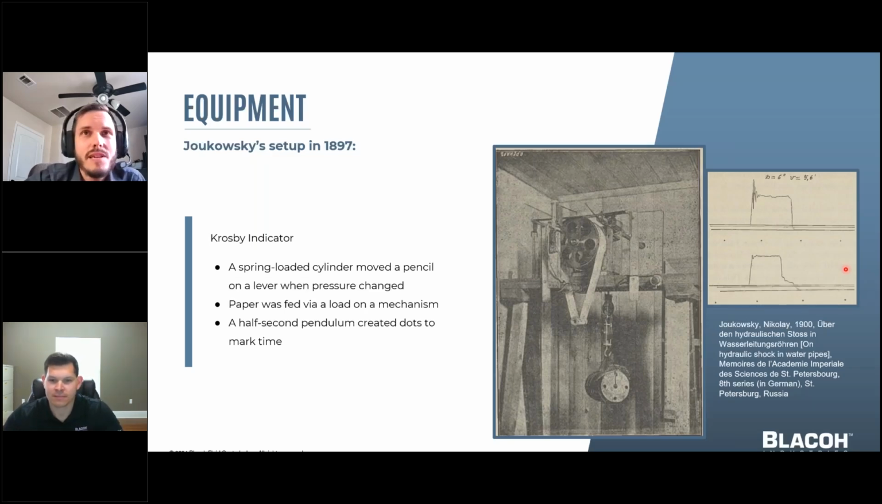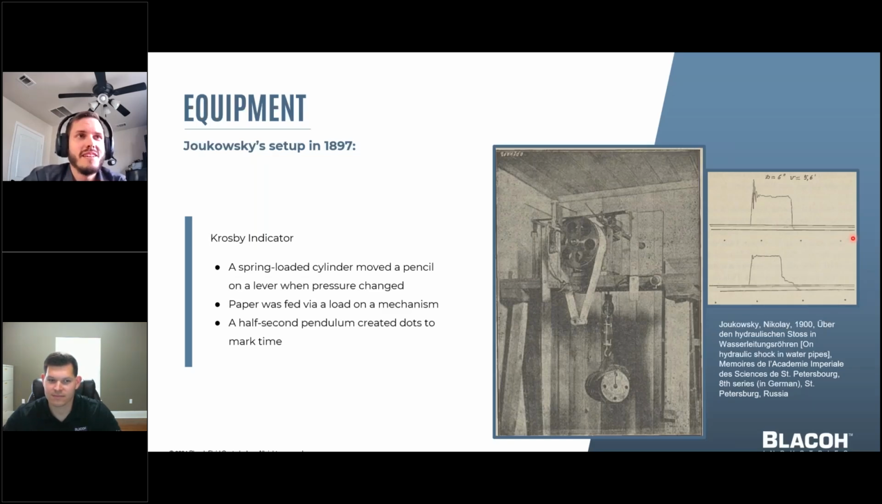He had one Crosby indicator apparatus at 3 different locations on the tested pipeline. A spring-loaded cylinder would move a pencil 3/4 of a millimeter for every atmosphere of pressure change. The paper band was fed, quote unquote, fairly smoothly by a loaded mechanism, while a half-second pendulum marked the time on the graph with dots. It's fascinating to me that he was actually able to observe and record this phenomena he called hydraulic shock without any modern equipment.